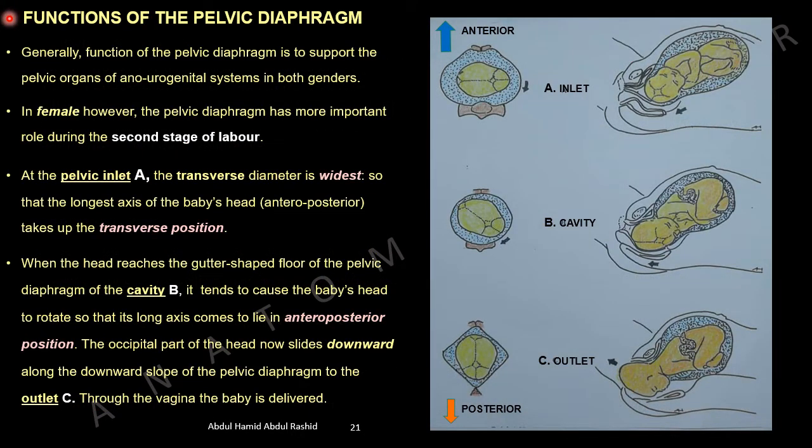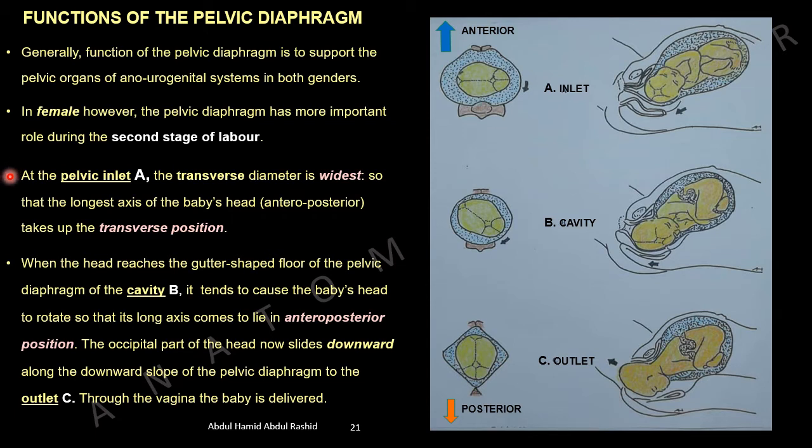Functions of the pelvic diaphragm. Generally, function of the pelvic diaphragm is to support the pelvic organs of anal and urogenital systems in both genders. In female, however, the pelvic diaphragm has more important role during the second stage of labor.